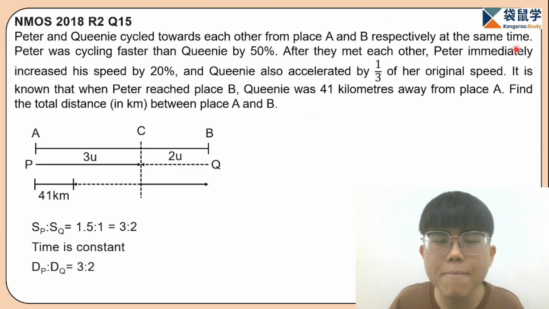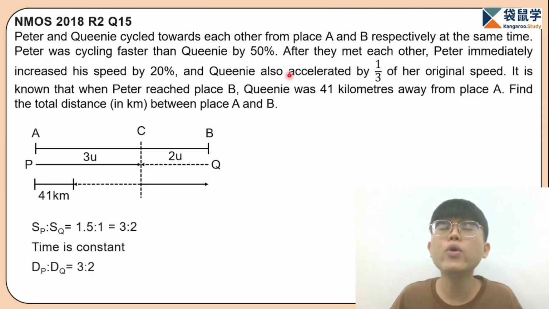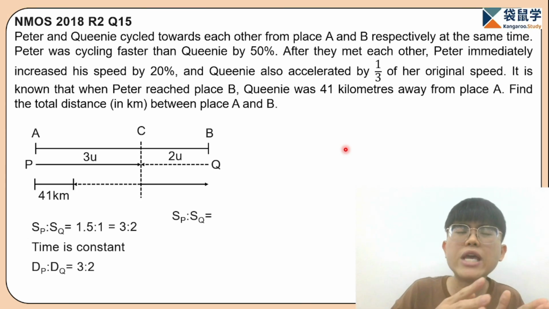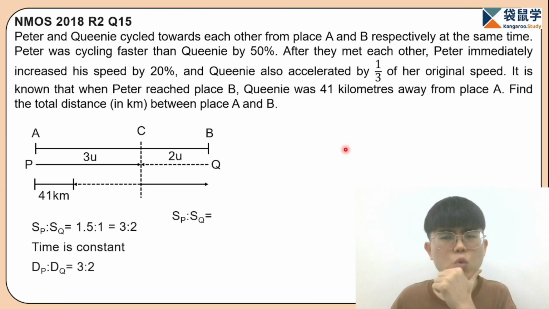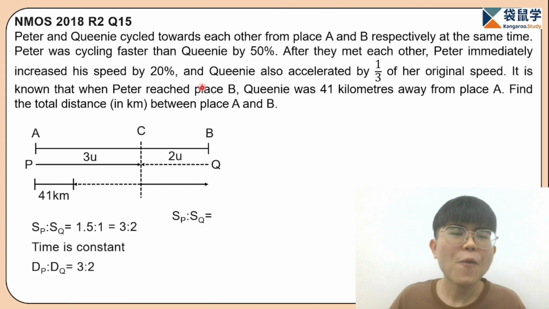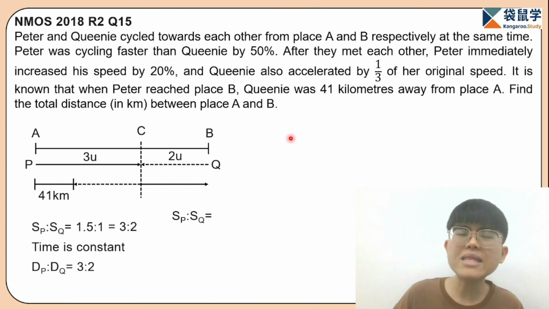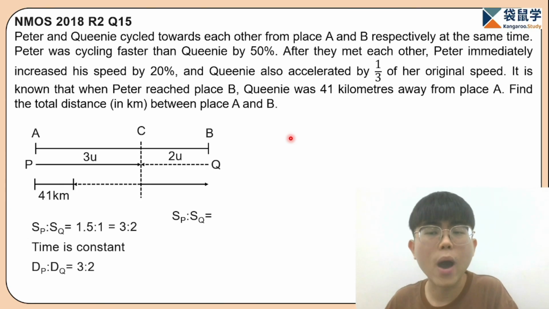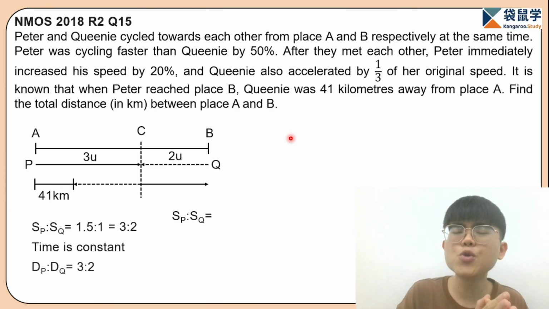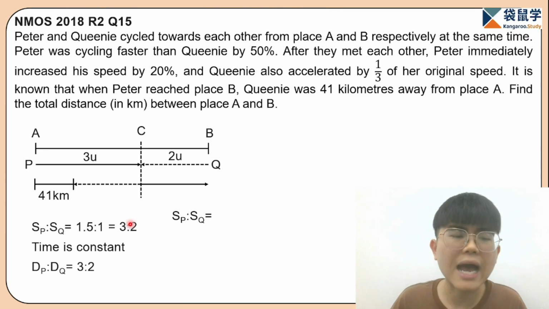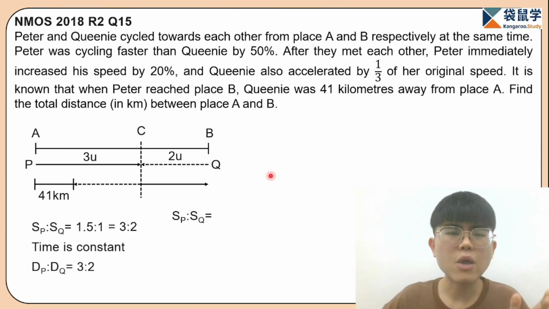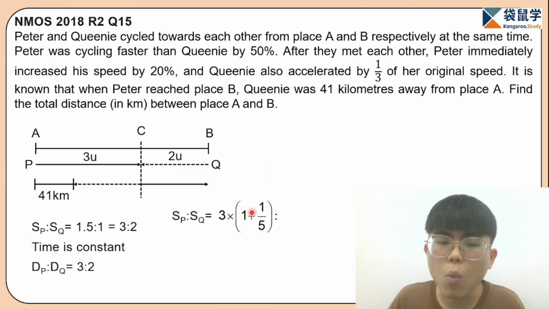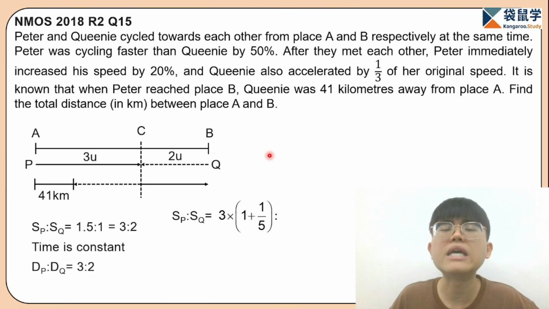We say that Peter immediately increased speed by 20%, and Queenie accelerated by 1/3. So we can also find the ratio of their speed. Now how do we want to calculate this? So everyone, when there is a 20%, the percentage can also be represented as a fraction. So 20% will just be equal to 1/5. To know the new ratio, at first they are 3 to 2. So for Peter, it will be 3 multiplied by 1 plus 1/5. The 1 is the original speed, and 1/5 is the increase.